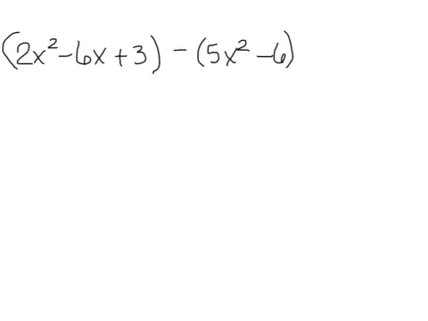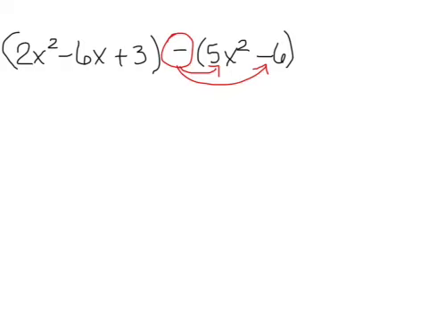Okay, in this case we are subtracting polynomials. Notice that instead of a plus sign here we have a subtraction sign. Again, this is not a case of FOIL, this is a case of subtraction of polynomials. The first thing that we have to do is distribute the minus sign to both of the terms in the second polynomial before we add like terms.